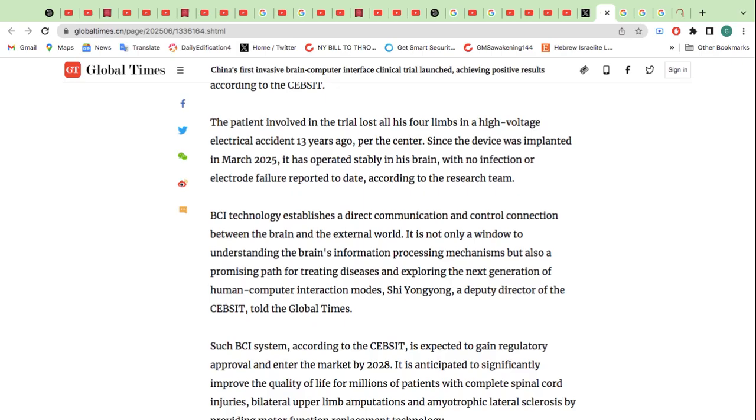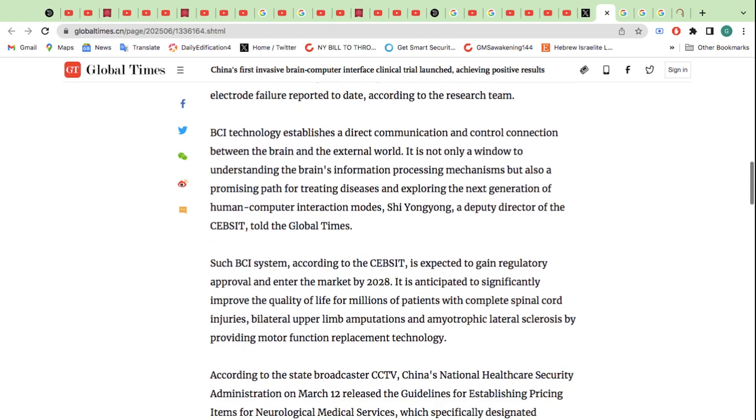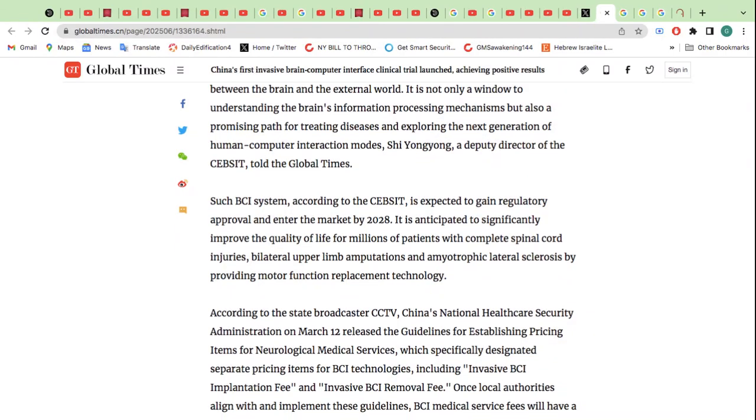BCI technology establishes a direct communication and control connection between the brain and external world. It is not only a window to understanding the brain's information processing mechanisms, but also a promising path for treating diseases and exploring the next generation of human-computer interaction modes, Shi Hongyong, a deputy director of the SEBSIT, told the Global Times. Such a BCI system, according to the SEBSIT, is expected to gain regulatory approval and enter the market by 2028.